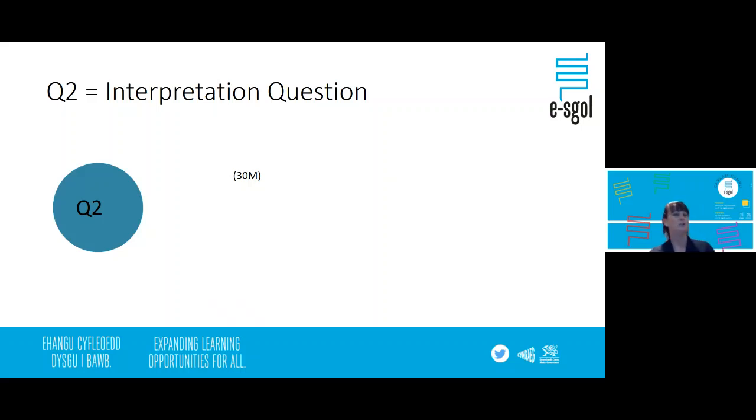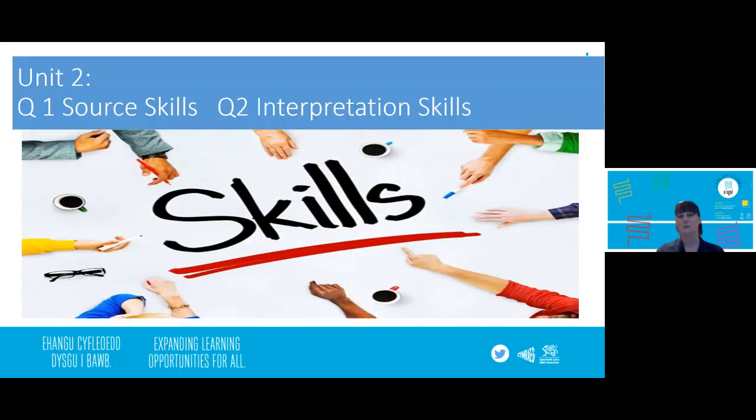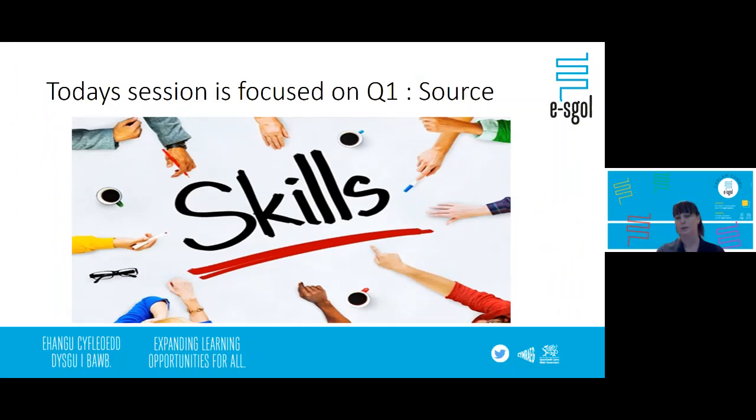Now, question 2 on your paper, which is the second compulsory question, is an interpretation question. It is worth 30 marks, same amount of marks as question 1, but I'm going to leave that and look at that next week with you. So we are going to focus today just on question 1.